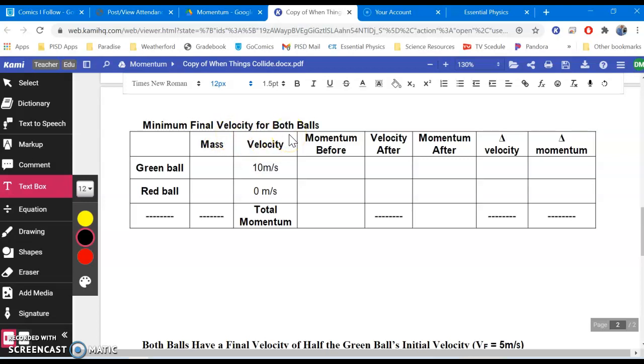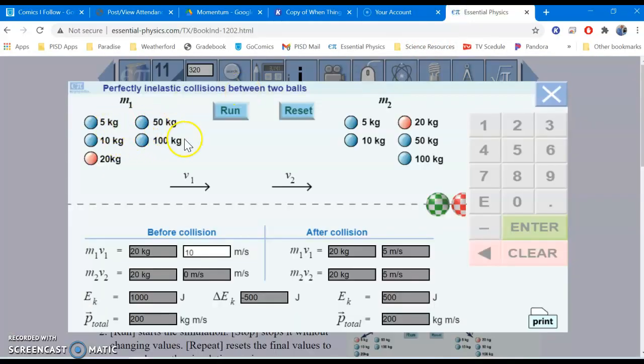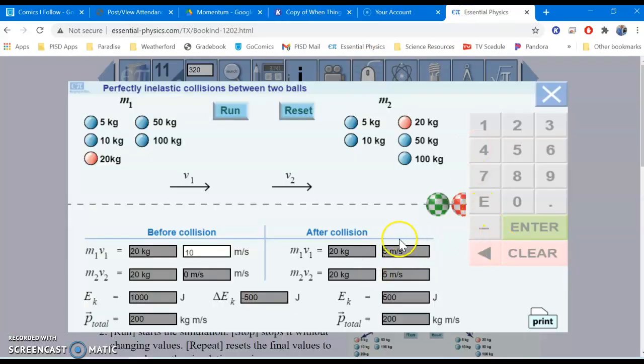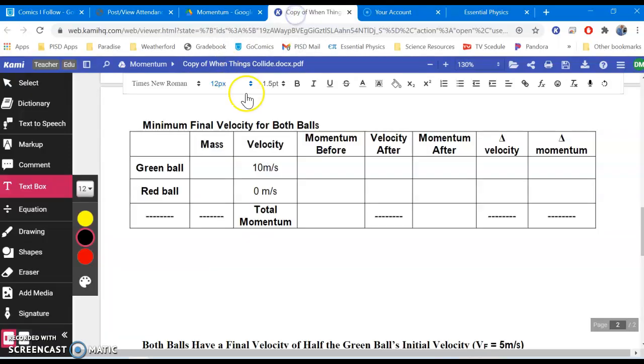So how can you make them go as slow as possible at the end? You're going to experiment around by changing the different masses of the ball, make one big, make one small, whatever, try different combinations, and see which one will give you the lowest final velocity. Remember, the final velocity is what is over here. Now you're going to leave 10 here all the time. You'll notice that's already been put in to all of your charts. So you're always going to leave the green ball as 10 meters per second and the red ball as 0. So the only thing you can change is the mass to try to make a maximum or minimum final velocity.